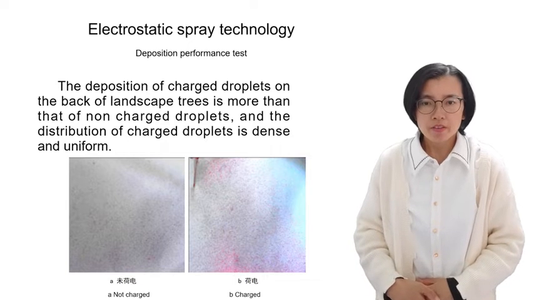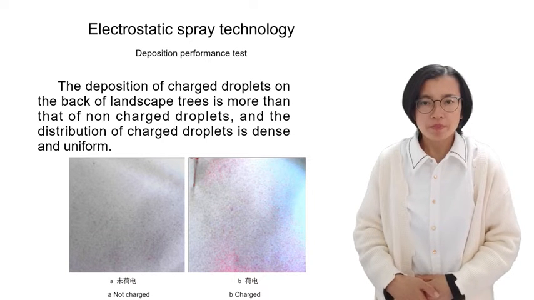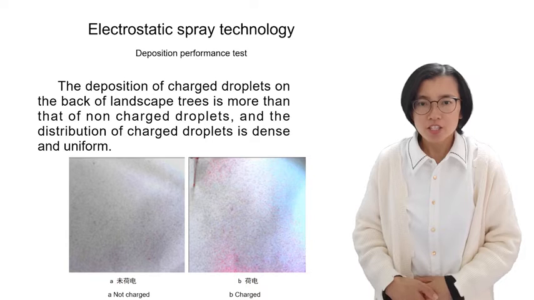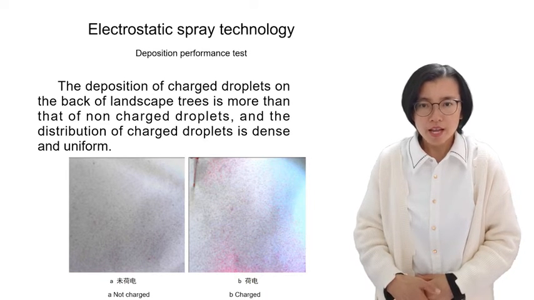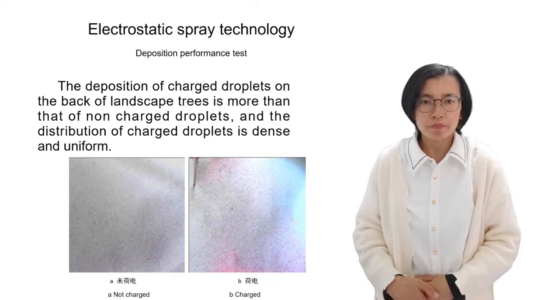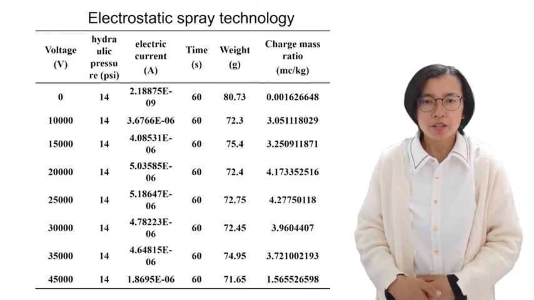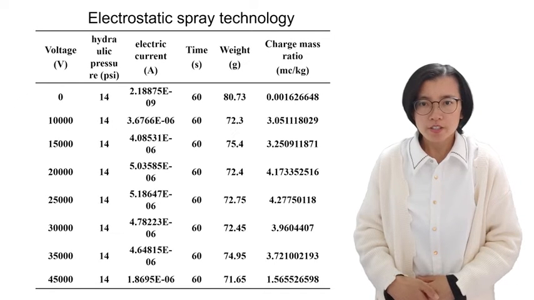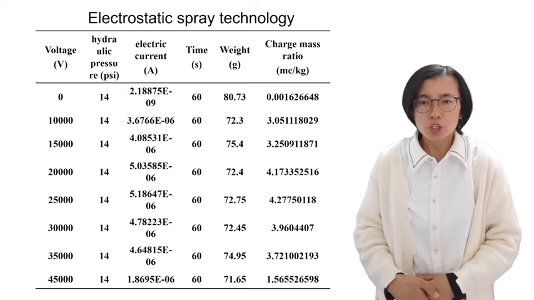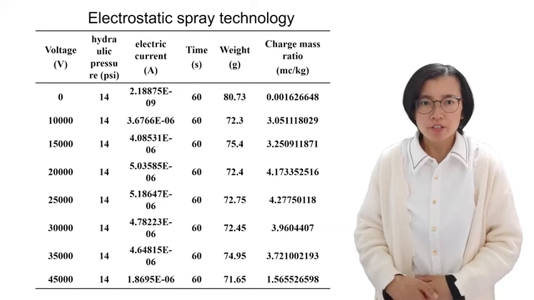Here is an experimental result from it. The deposition of charged droplets on the back of the leaves is more than that of non-charged droplets, and the distribution of charged droplets is dense and uniform, as is shown in the two pictures. Here is some data from the experiment. The charging time is 60 seconds, and the voltage is between 0 and 45 kilovolts.